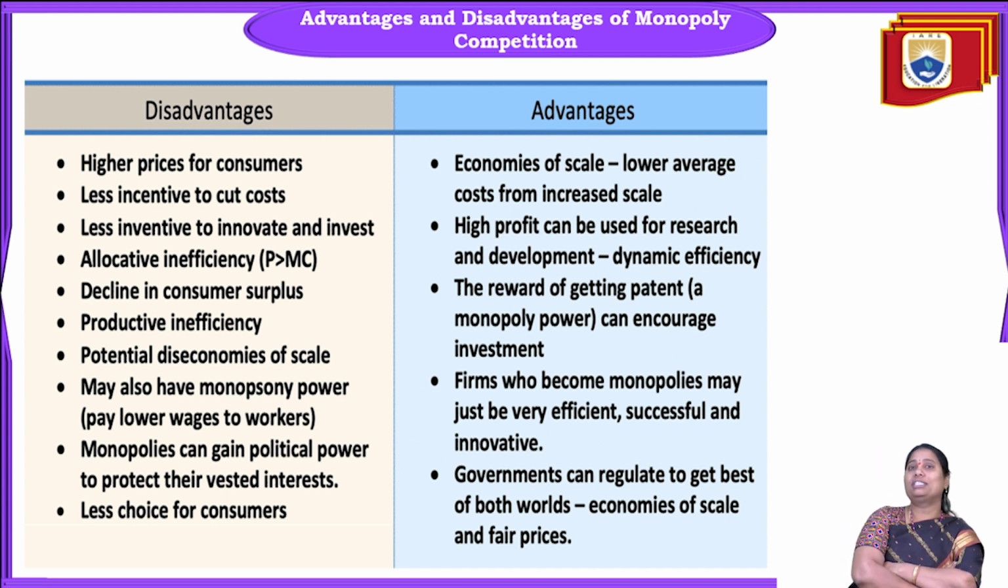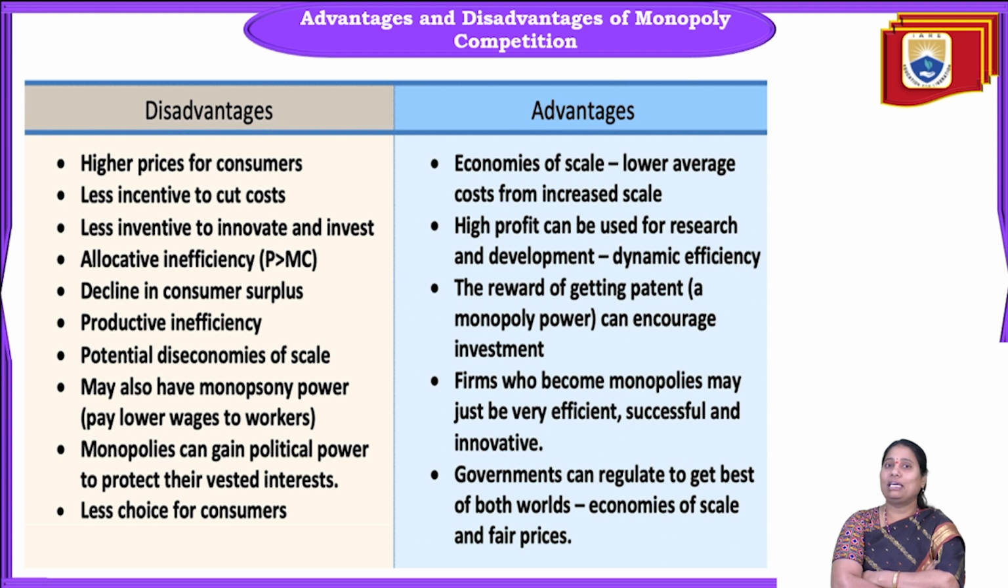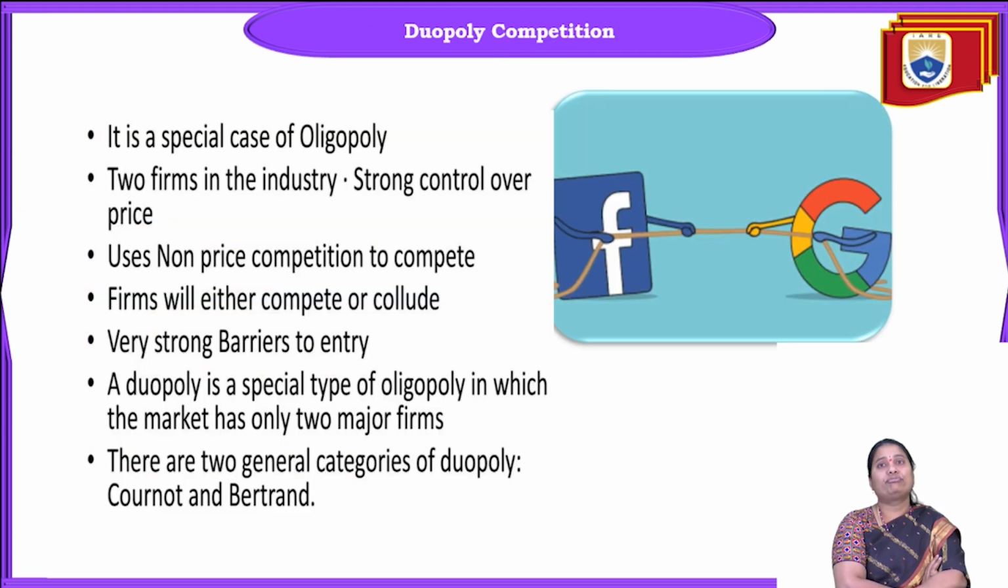The disadvantages are discussed first because there are more disadvantages with monopoly than advantages. The disadvantages are all for the buyers and the advantages are all for the seller: economies of scale, lower average cost for increased sales, and high profits that can be used for research and development, and the reward of getting a patent. Firms who become monopolies may just be very efficient, successful and innovative. Governments can regulate to get the best of both worlds, economies of scale and fair prices. Those are the advantages and disadvantages of monopoly.